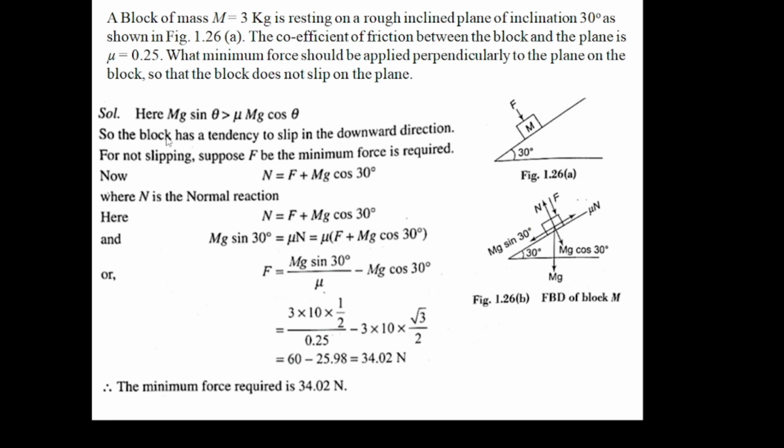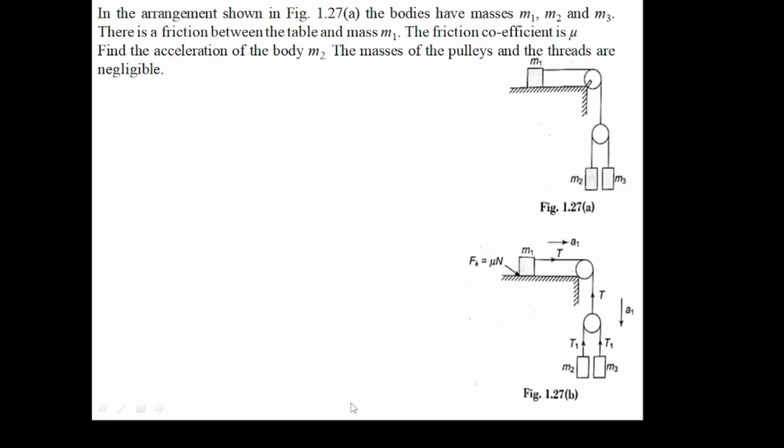So here the condition is mg sin theta greater than mu mg cos theta. So here N is equal to F plus mg cos 30, where m is 3 kg, g is 10 meter per second square, and theta is 30 degrees. And second, mg sin theta is equal to mu N, and N is again F plus mg cos 30. So from these two equations we can easily find the force, that is 34.02 Newton.